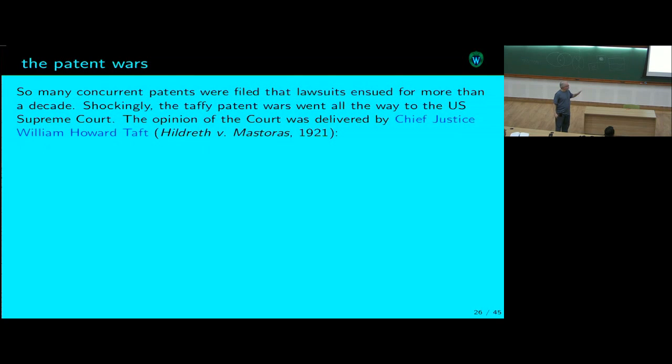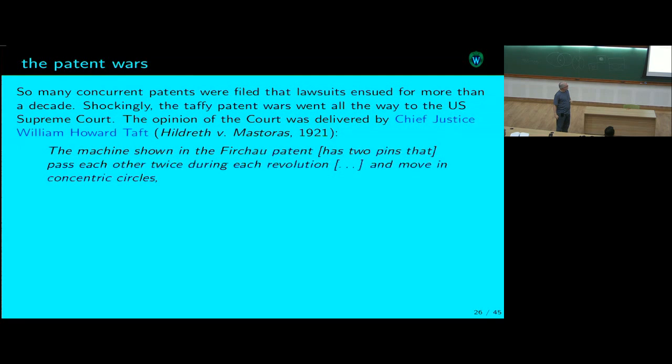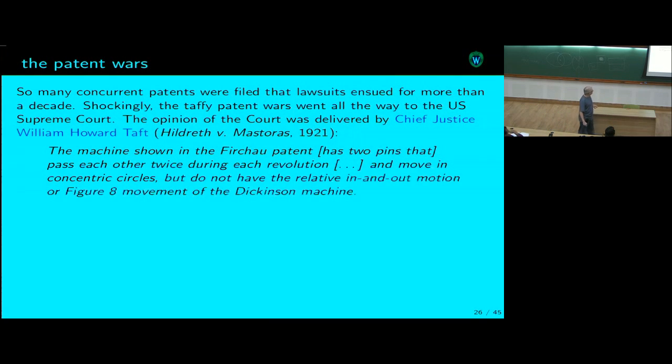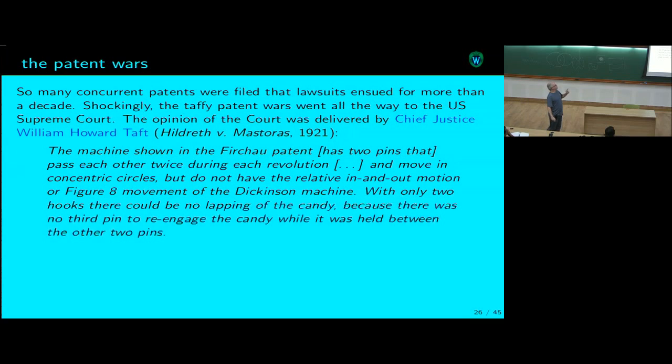And so, get ready to read this. This is brilliant. The machine shown in the Fairchild patent, this is the bad one, has 2 pins that pass each other twice during each revolution and move in concentric circles, but do not have the relative in and out motion or figure-8 movement of the Dickinson machine. With only 2 hooks, there could be no lapping of the candy because there was no 3rd pin to re-engage the candy while it was held between the 2 pins.